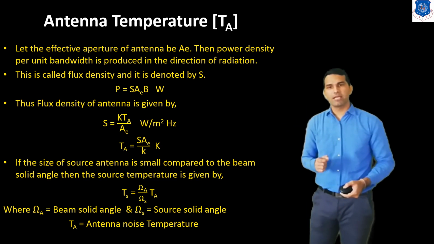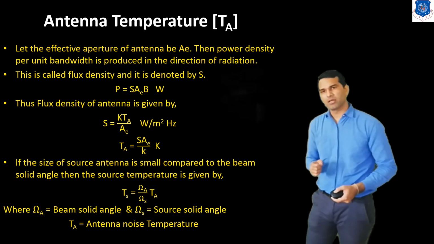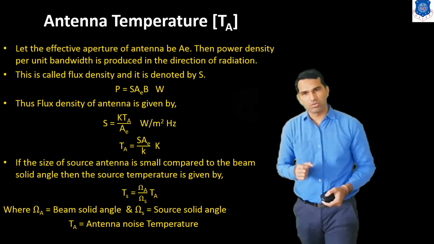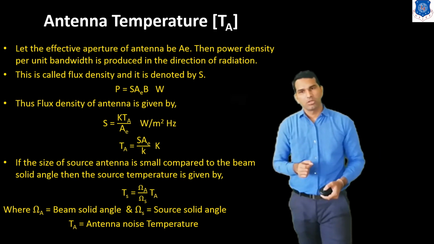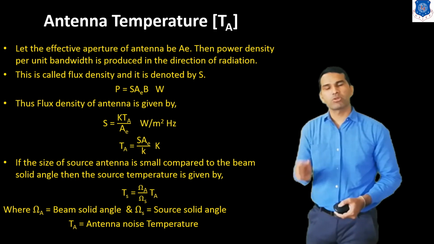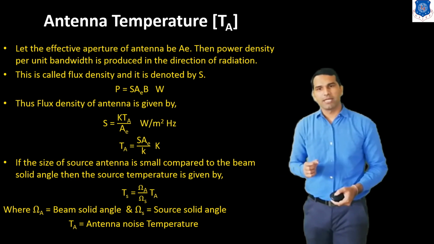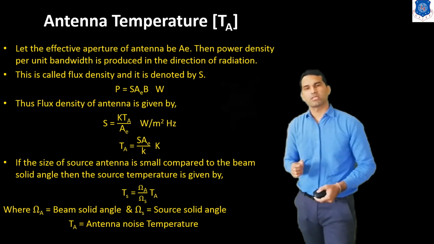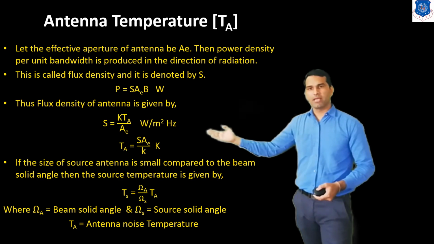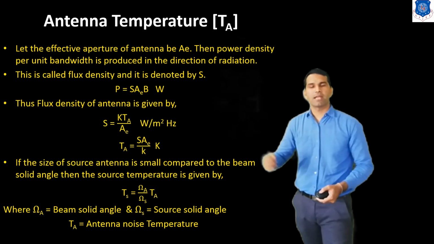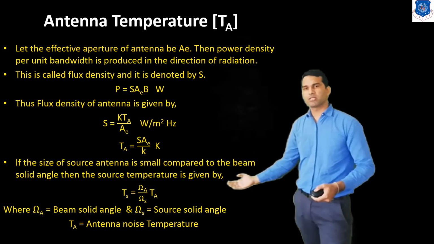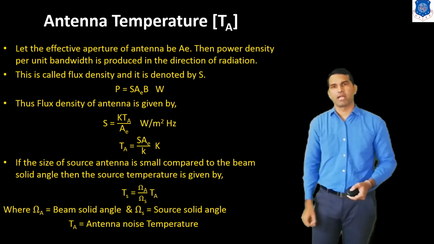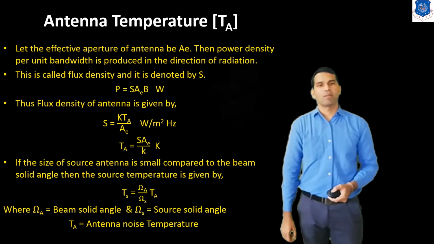If the size of the source is small compared to the beam solid angle, then the source temperature is given by Ts = Ωs / Ωa. Here Ωa indicates the beam solid angle, Ωs indicates the source solid angle, and TA is the antenna noise temperature. This equation is the relation between the antenna noise temperature and effective aperture, and this equation is the relation between the antenna noise temperature and solid angle. So this is the antenna temperature.